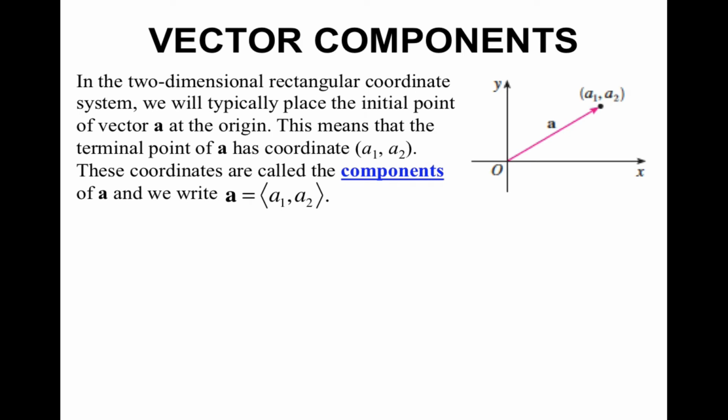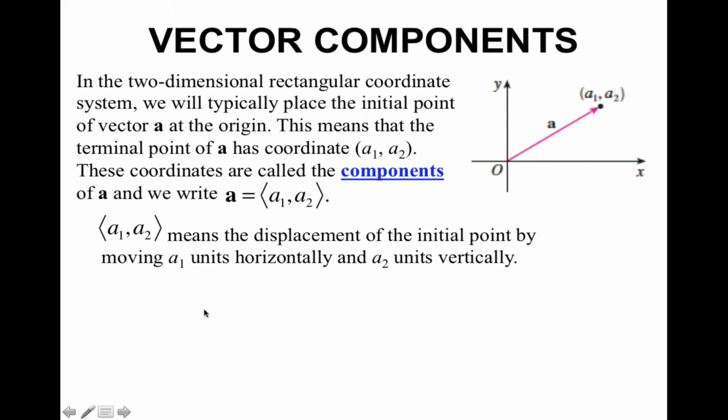The vector components. In the two-dimensional rectangular coordinate system, we will typically place the initial point of a vector, for this example A, at the origin. This means that the terminal point of A has the coordinate a1, a2. These coordinates are called the components of A, and we write it as such. So we say that vector A has components a sub 1 and a sub 2. We use these little brackets rather than the parentheses we use for normal coordinates.